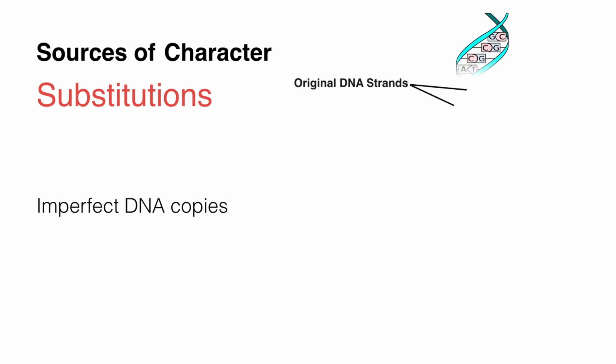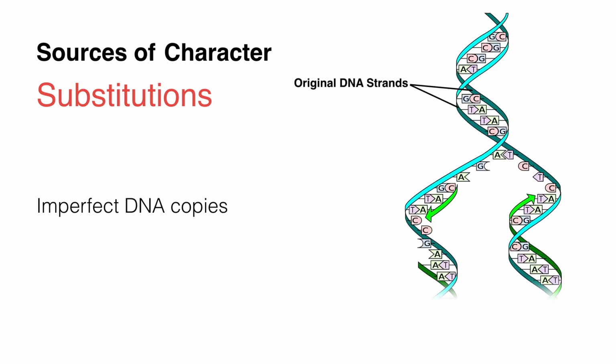Copy errors are a main source of character substitution. When a cell divides, it makes a copy of its DNA.